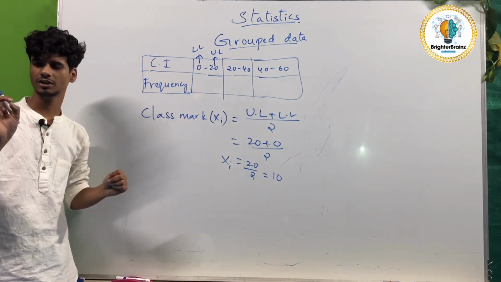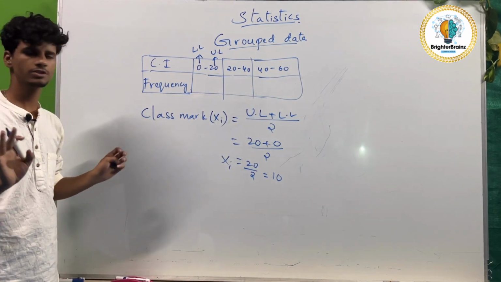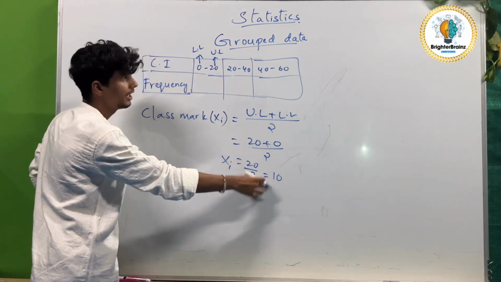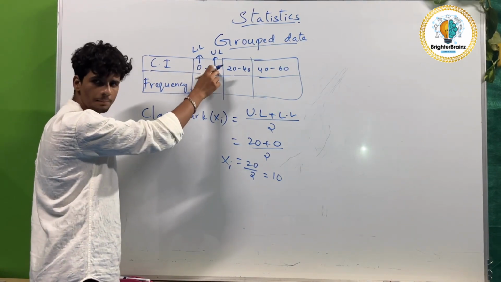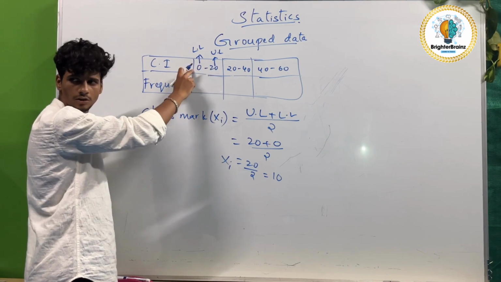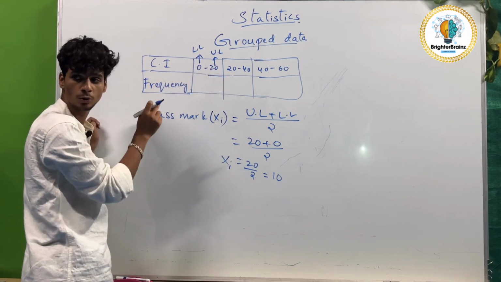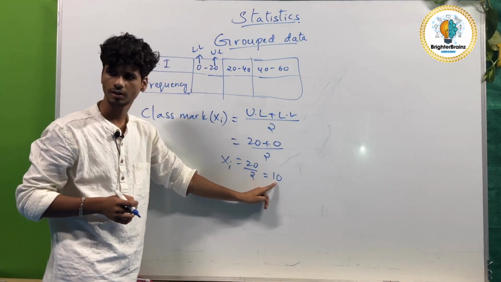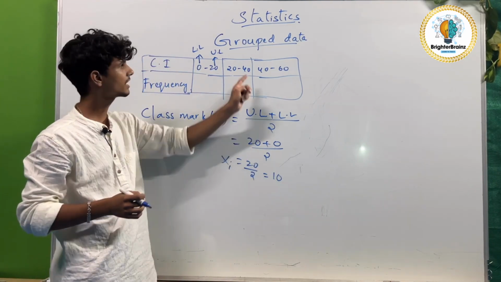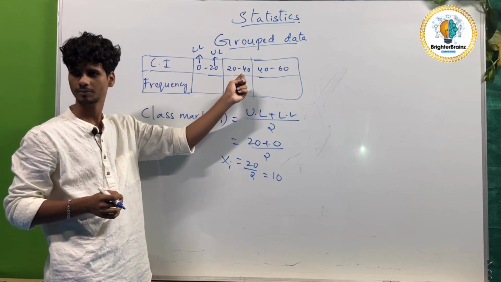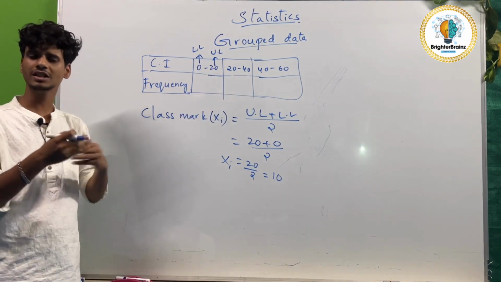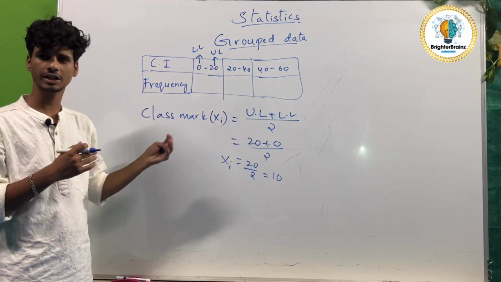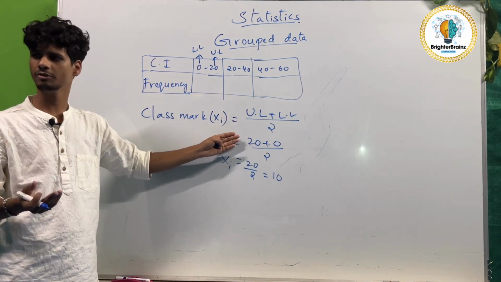And one small trick, it is not a trick, it is a common thing. Here the class mark is 10. What is the difference between these two limits? Upper limit minus lower limit: 20 minus 0 is 20. So add 20 to this 10. How much will you get? 30 will be the class mark for the next interval. So we don't need to find the average again and again by applying this formula. That will be very complicated.